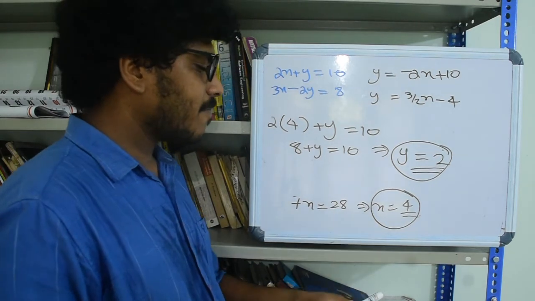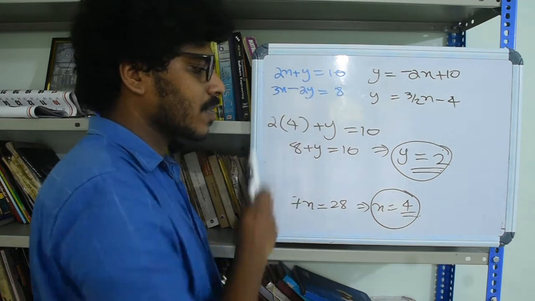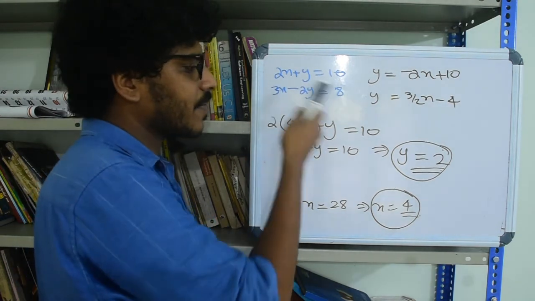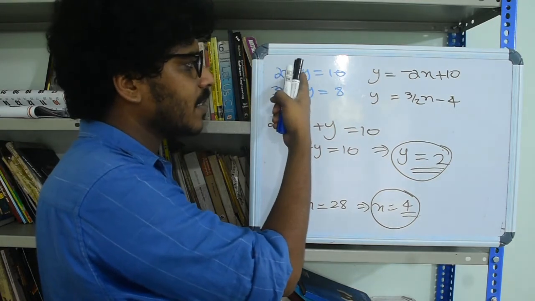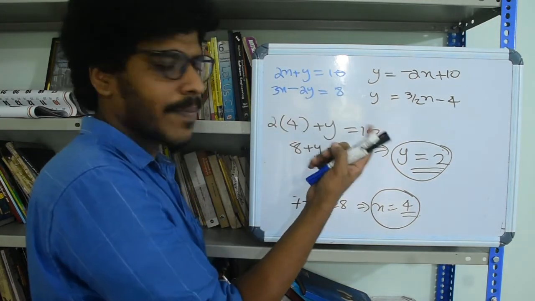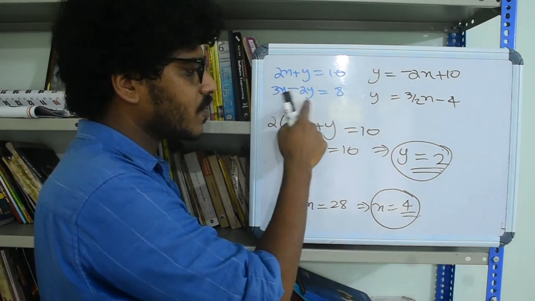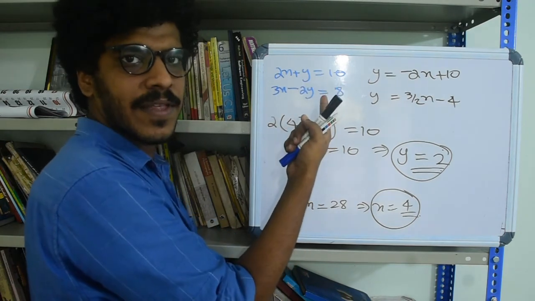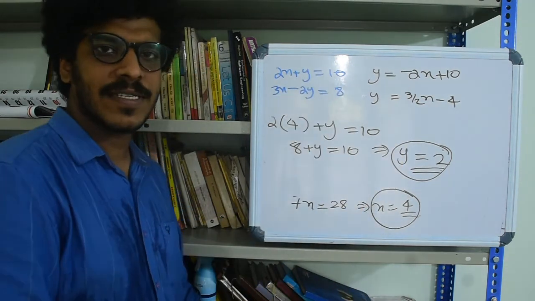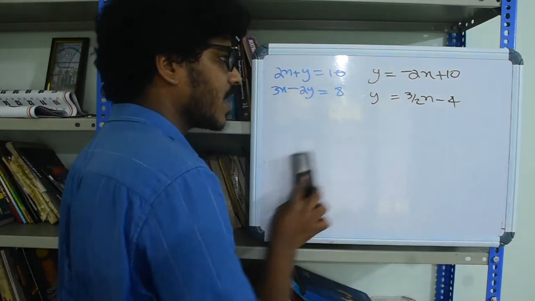Now you may verify whether this particular solution works for both. So for the first equation, if we choose x equal to 4 and y equal to 2, we'll get 2 into 4, 8 plus 2 equal to 10. Yeah, perfect. For the second equation, 3 into 4, 12 minus 2 into 2, 4. So 12 minus 4, 8. Right. So this works for both equations. So that's how we solve two equations simultaneously in algebraic form.